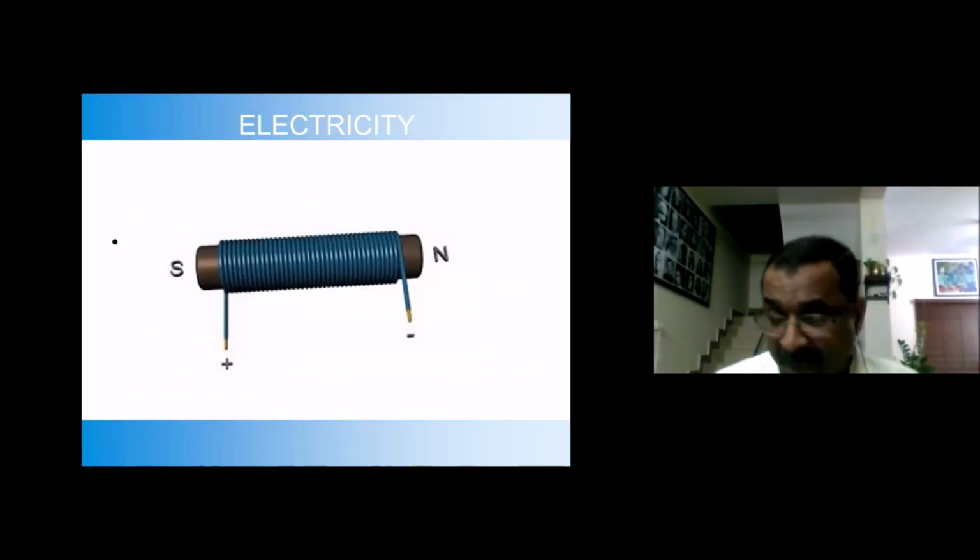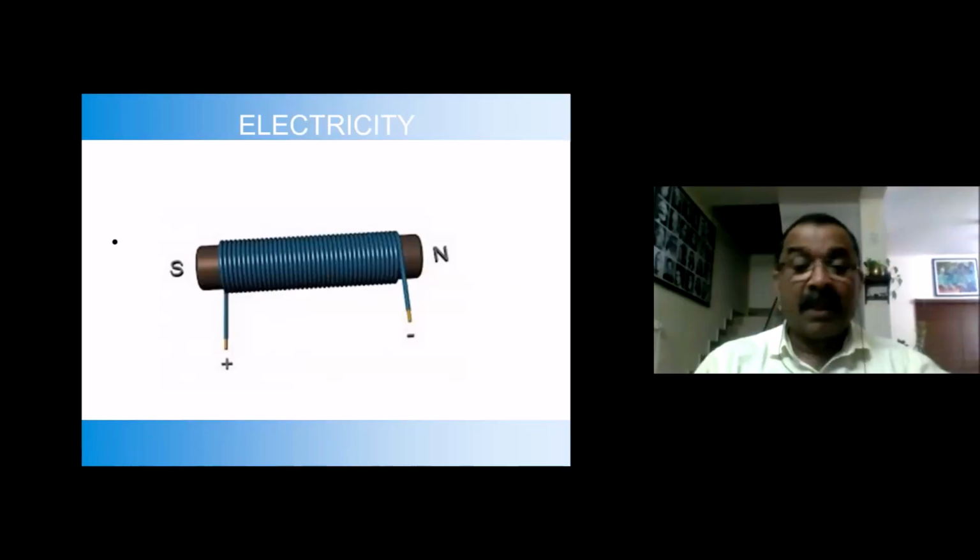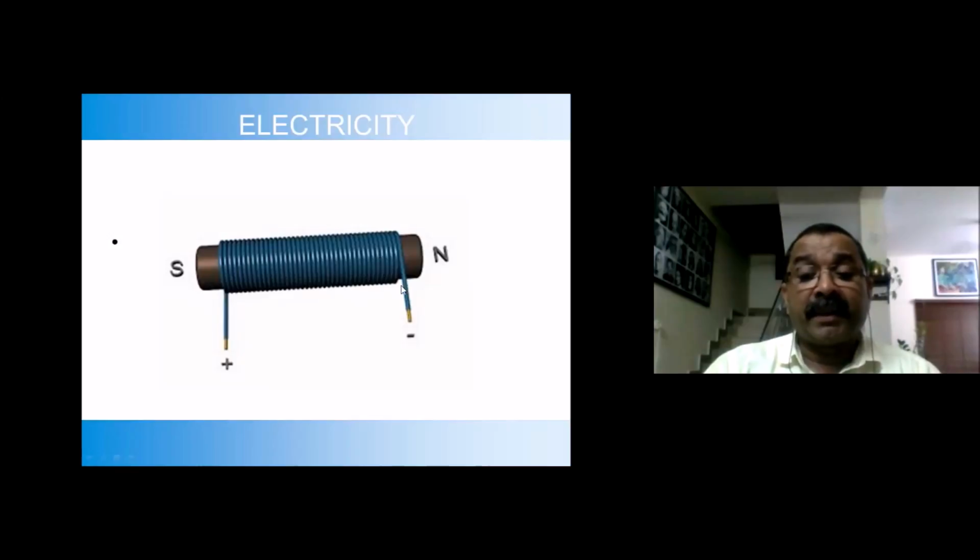So this is the picture. An iron bar wound with an electrical conductor. We will call it a coil, and we will give current to it. So the iron bar inside will show magnetism, or it will work as a magnet.